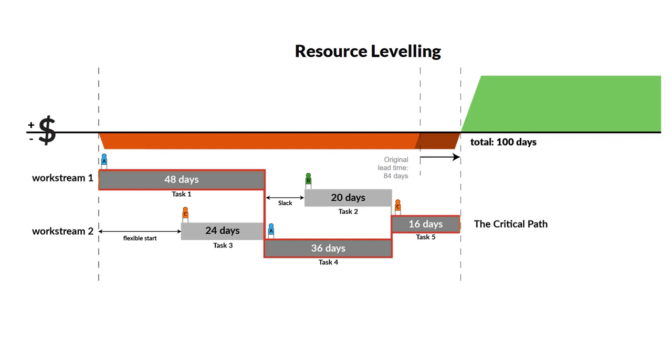If, in this example, we resolve the contention by allowing task 4 to start only once task 1 is completed, we've caused our project duration to extend from 84 to 100 days. In addition, we've added more slack into the schedule, meaning both task 2 and task 3 have a chance of starting early or late.